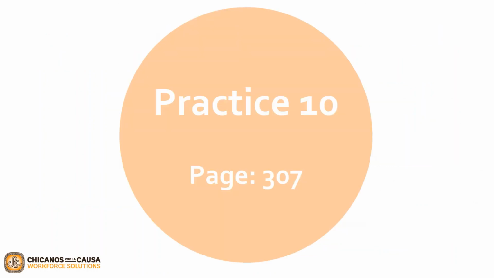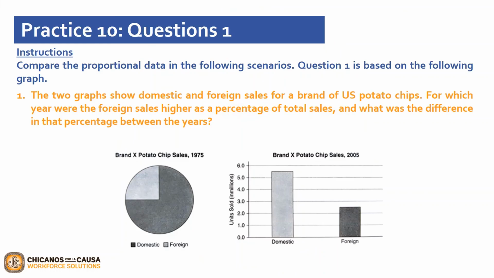Let's go ahead and get started on our last practice section. Practice 10, found on page 307. Go ahead and pause the video and follow these instructions. Compare the proportional data in the following scenarios. Question 1 is based on the following graph. Once you've solved this on your own, go ahead and click play.